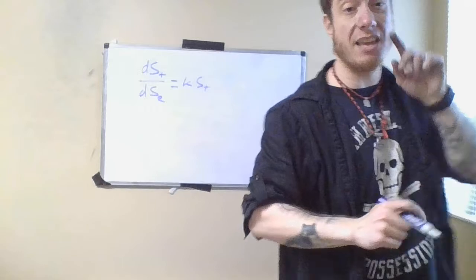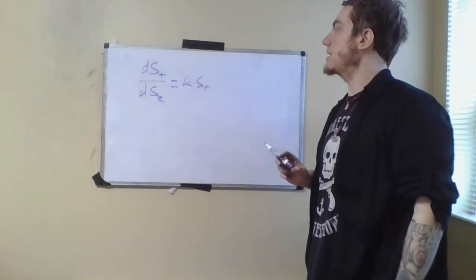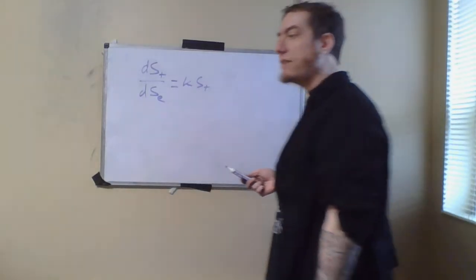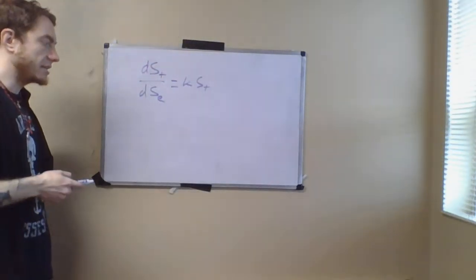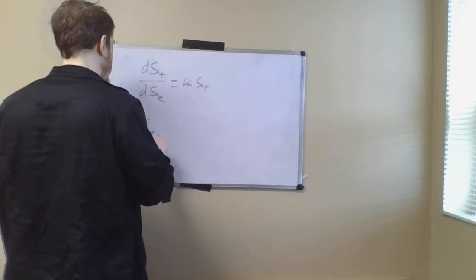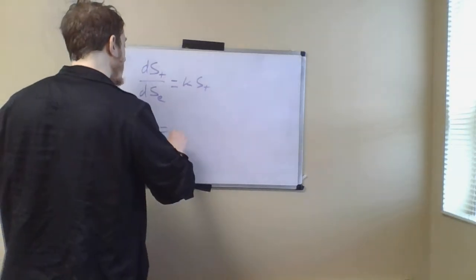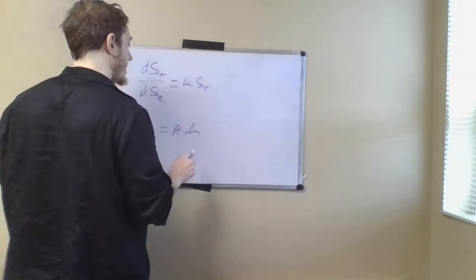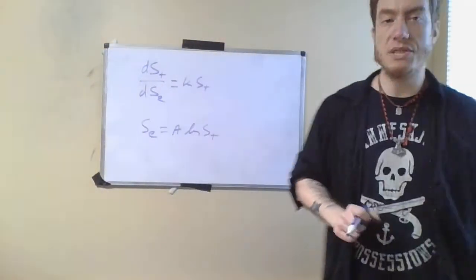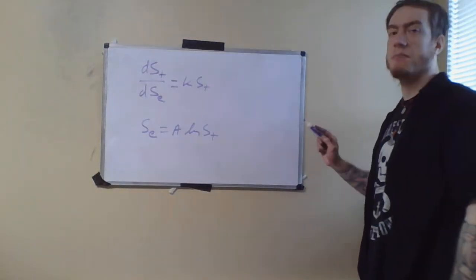So this is an interesting thing because what it's telling me is that if I want to increase my sensation by a certain amount, I have to really increase the stimulus. So what it turns out to be is that the felt sensation is going to be equal to some constant A times the natural log of the stimulus. It follows a logarithmic pattern.